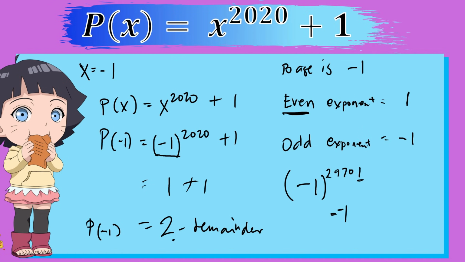Paano kung ganito yung gawin natin dun sa given? Paano kung ang given sa atin, grade 10, ay p of x is equal to x raised to 2021 plus 1. Then, i-divide pa rin sa x plus 1. So, di ba, magiging x plus 1 equals 0. So, lipat sa kabila, magiging x equals negative 1. Then, substitute. P of x is equal to x raised to 2021 plus 1. So, magiging p of negative 1 is equal to negative 1 raised to 2021 plus 1.